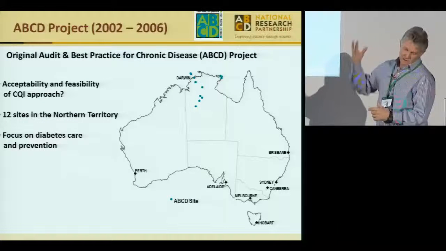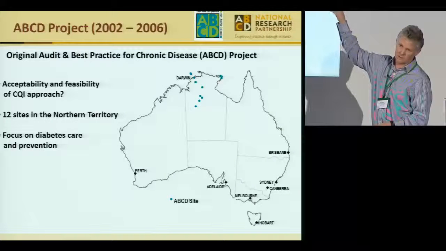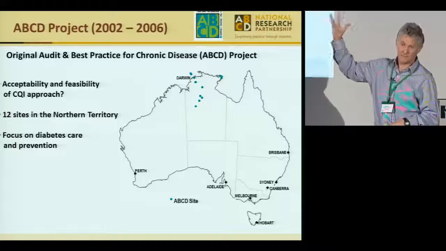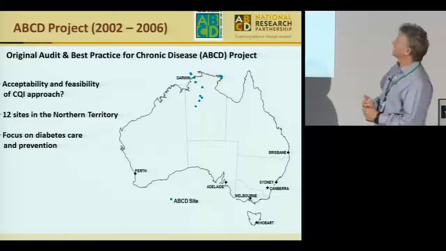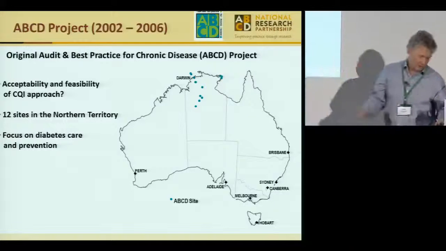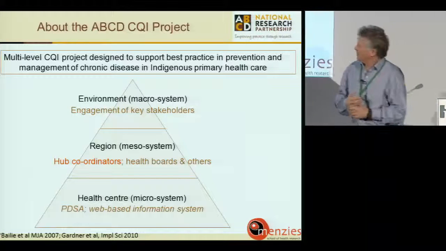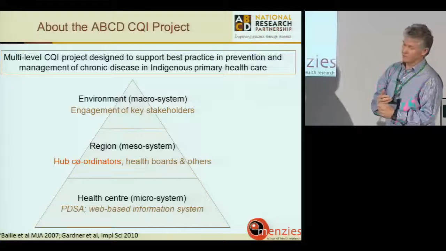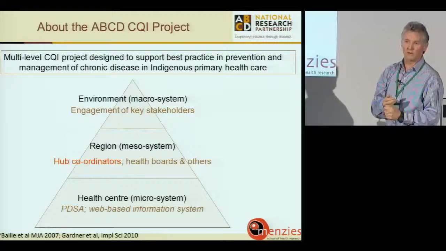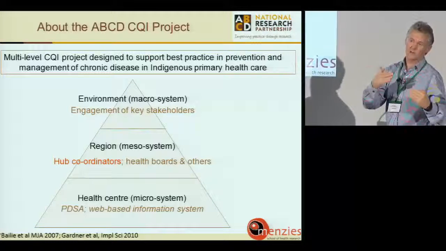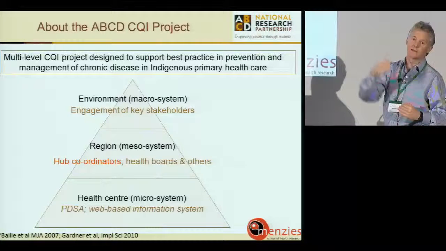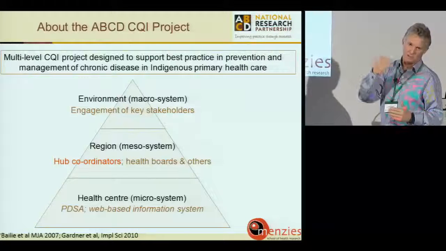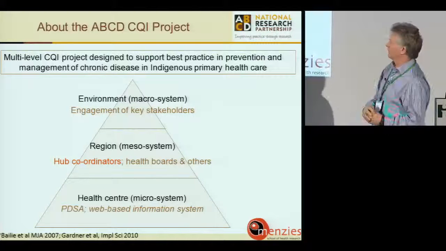So we started this program of work about 10 years ago, and the initial phase was we designed a CQR process and some tools and tested the feasibility and acceptability and the impact in 12 health centres in the top end of the Northern Territory. And the focus then was on diabetes care and preventive care. This was one of the strengths that came through the Cooperative Research Centre for Aboriginal Health, which actually provided the framework of engagement with the health industry at multiple levels. So we already had that established framework and network to work within, and that really facilitated the engagement and involvement of partners at multiple levels of the system.